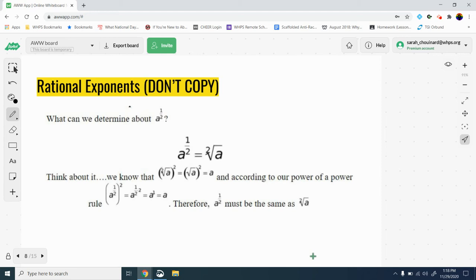And also, according to the power of a power rule, if I had a to the 1/2 squared, 1/2 times 2 is 1, so that would also equal a. So what that's telling us is that a to the 1/2 and the square root of a must be the same thing. So a to the 1/2 is the square root of a.